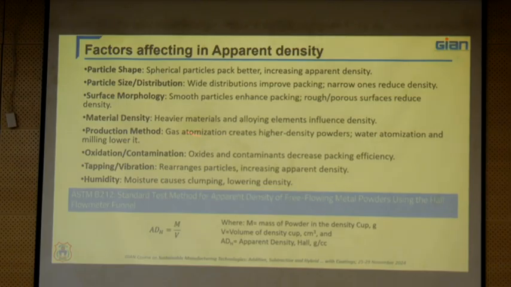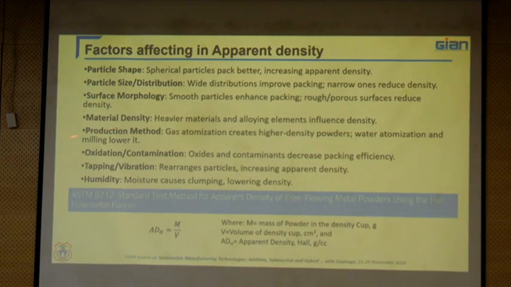Then what are the other factors which affect the apparent density? And how do we measure this apparent density? Apparent density is mass by volume. That is what we are using. The mass of the powder particles which is held in your cup is 50 gram, and with the volume of your cup in the flowmeter, it will give us the apparent density of the powder particles, which is measured by the ASTM 212 standard. This will give us the apparent density of your powder particles.